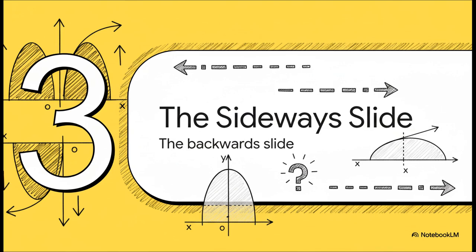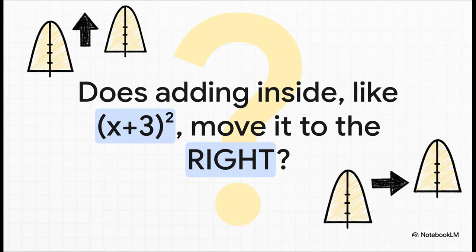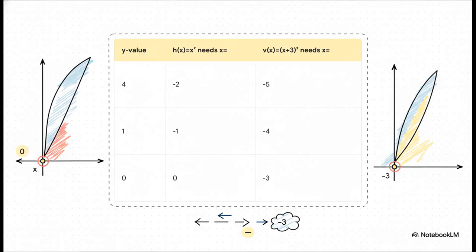This one feels a little counterintuitive at first, but I promise there's a perfect logic behind it. Okay, let's just think for a second. We just saw that adding a number on the outside moved the graph up. So it seems totally logical that adding a 3 inside the parentheses to get (x + 3)² should move the graph to the right, shouldn't it? Well, here's the why. This is the key.